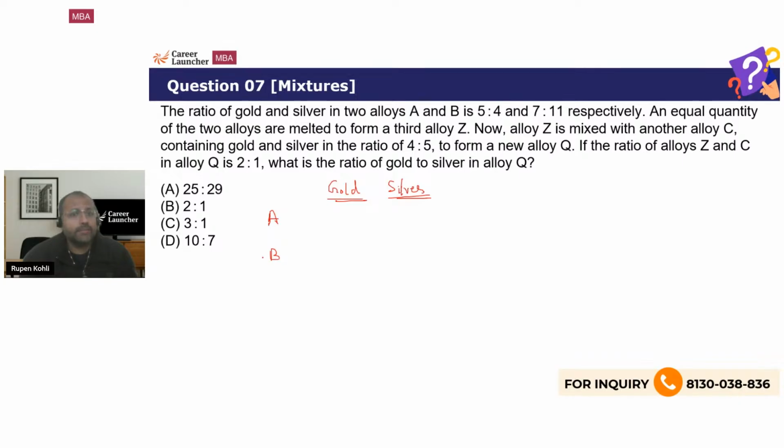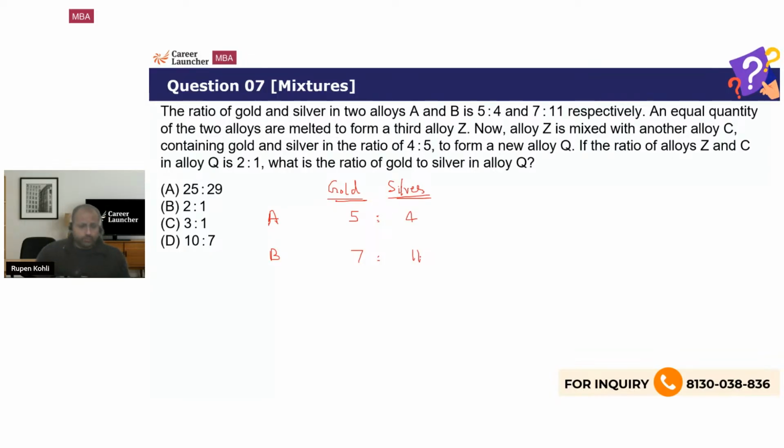Okay, so A and B, ratio of gold and silver in A and B. So 5:4 is the ratio over here, 5:4 and 7:11 respectively. An equal quantity of the two alloys are mixed to form a third alloy Z. Further, something is done with the alloy Z. So obviously my first objective is to find the ratio of gold and silver in the alloy Z.